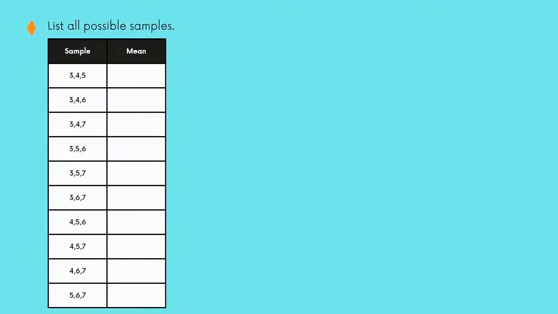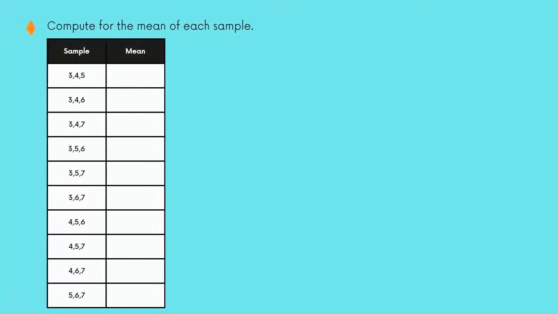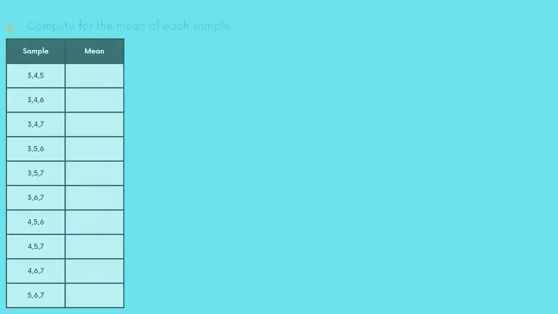Next step is to list the 10 possible samples, and it should look like this. And then the third step, we will compute the mean of each sample. We will add them, then divide it by 3. The result will be like this.